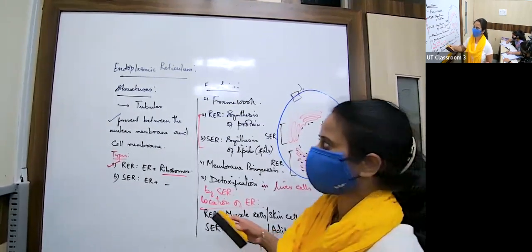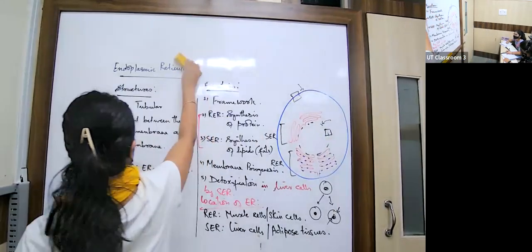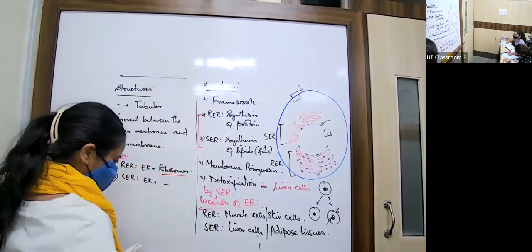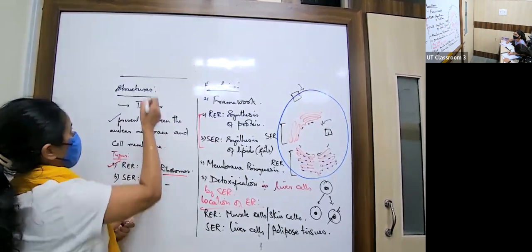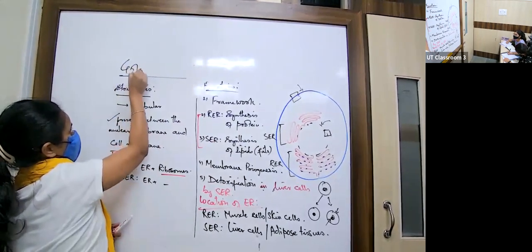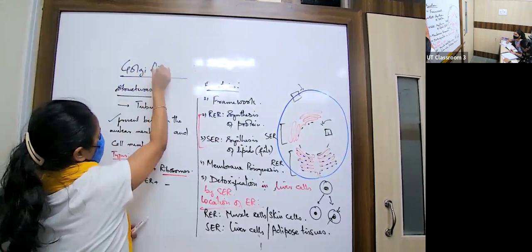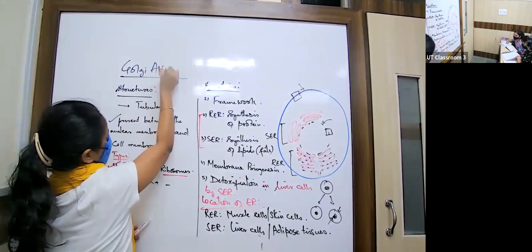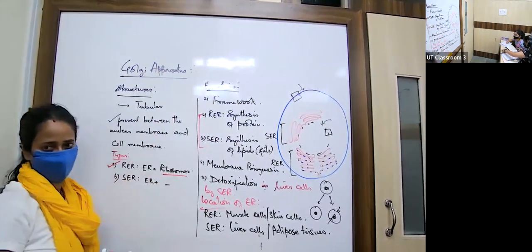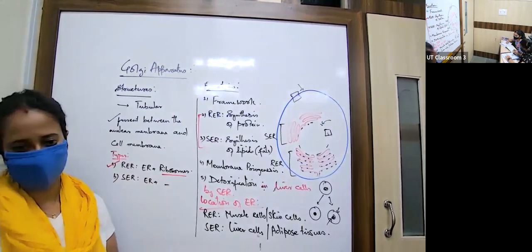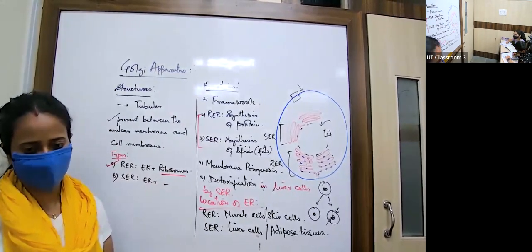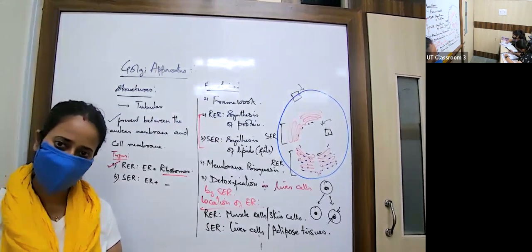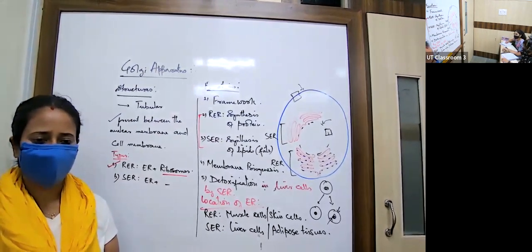The next organelle that we are going to discuss would be related to the endoplasmic reticulum, and that is known as Golgi apparatus. Done? All of you got the 3 differences? Finished?